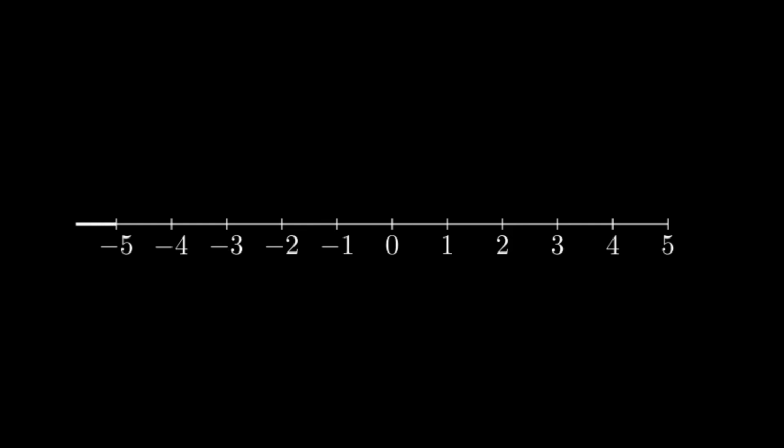Now let's add arrows at both ends. These arrows symbolize that our number line doesn't actually stop at -5 or +5, it continues in both directions. Watch as we extend our number line. This animation represents a key aspect of infinity. No matter how far we go, there's always more. The number line stretches endlessly in both directions, encompassing all real numbers.